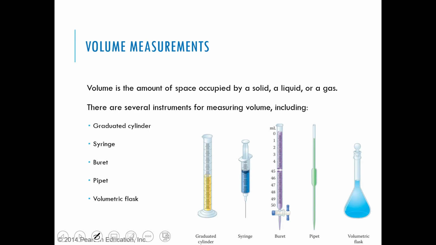Now, volume is the amount of space that's occupied by a solid, a liquid, or a gas, and there are several ways that we can measure that. Most common is by using a graduated cylinder. We would just take our liquid and pour it right into the graduated cylinder, and we would be able to measure from the bottom of the meniscus and see how much space it's taking up. You can, for much smaller quantities, use a syringe. For titrations, a burette is very common. Pipettes we often use in chemistry, as well as volumetric flasks.